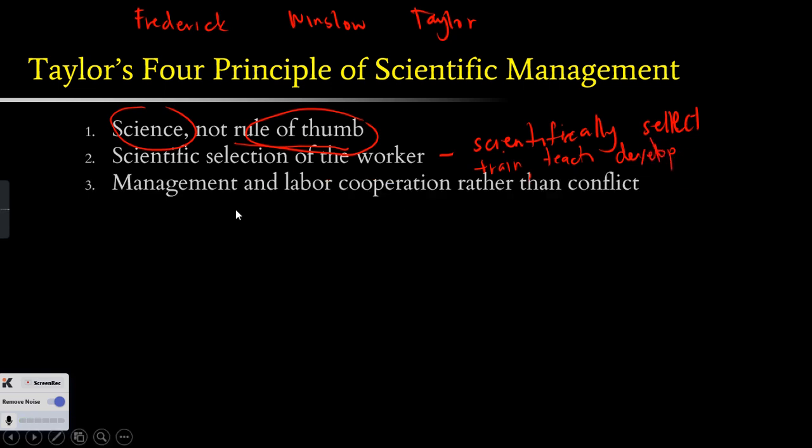Okay, so next one, the third is management and labor cooperation rather than conflict. So, heartily cooperate with the men so as to ensure all the work being done is in accordance with the principles of science, which has been developed. So, of course, cooperation is one of the most important ingredients, no, in managing an organization.